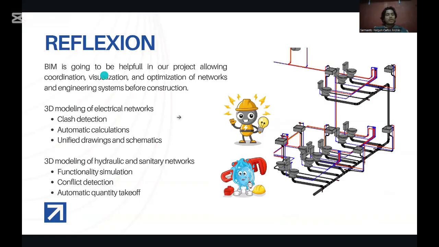As a reflection, BIM is going to be helpful in our project, allowing coordination, visualization, and optimization of the network and engineering systems before construction, in 3D modeling of electrical networks, and in 3D modeling of hydraulic and sanitary networks. There is going to be clash detection, functionality simulation, conflict detection, and automatic quantity takeoff. Also, automatic calculations. All of this is going to be helpful in our project.